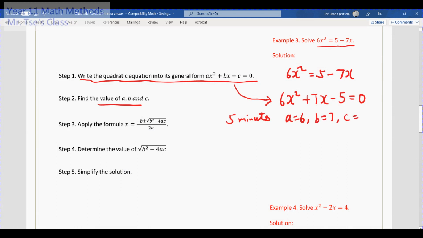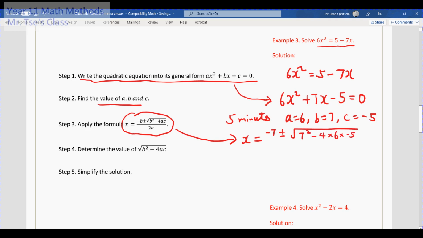If you have written C as 5, then it's wrong. It must be minus 5. So remember, if it's a negative number, then you have to carry the sign with the number as well. Okay, so that's it, and then you need to use that formula. Okay, so this is the formula, and you apply it. Minus B, so minus 7, plus or minus the square root of 7 squared minus 4 times 6 times minus 5.